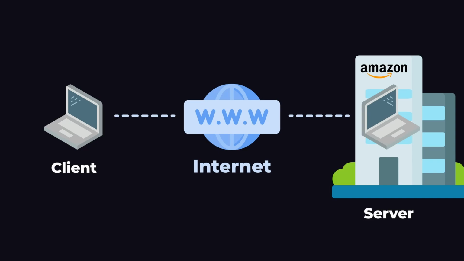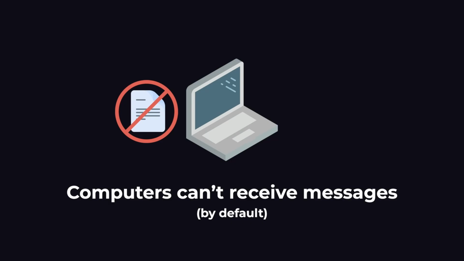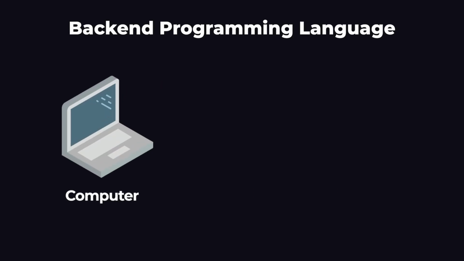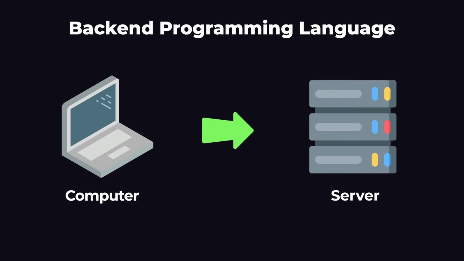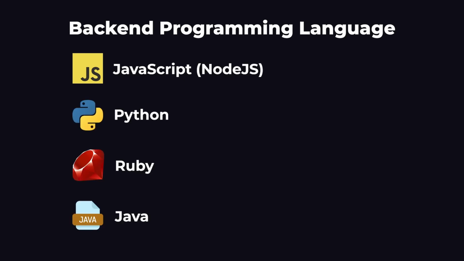But before this happens, computers can't receive messages from the internet by default. We have to program them to be able to receive messages. To do that, we need a backend programming language. Almost every programming language has a feature that turns a computer into a server and allows it to receive messages. Popular backend programming languages are JavaScript, sometimes called Node.js, Python, Ruby, and Java.